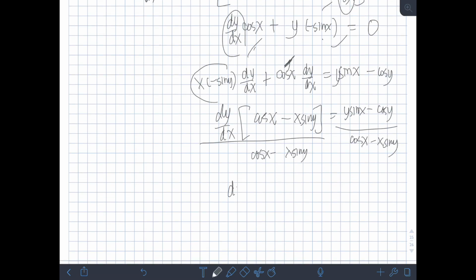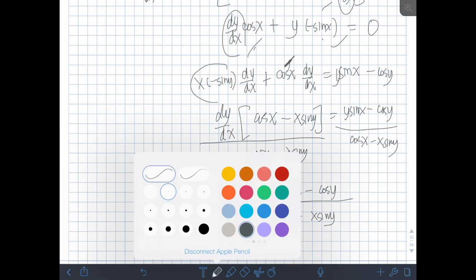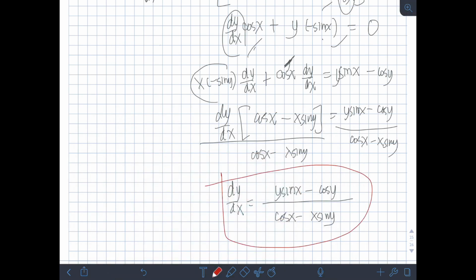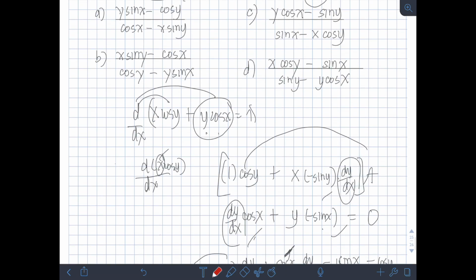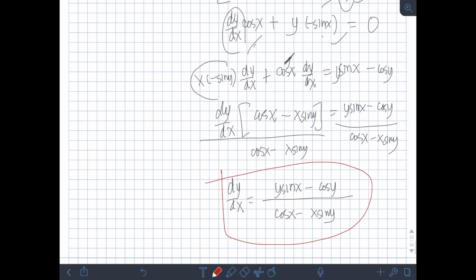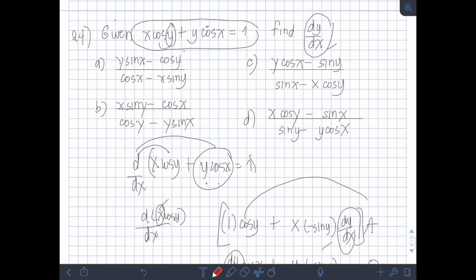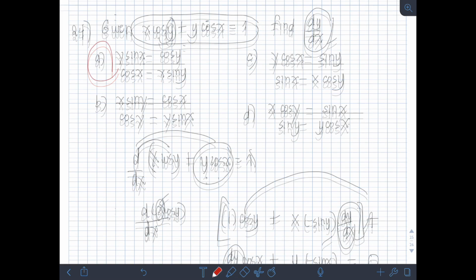So, we have dy over dx now is equal to y sin x minus cos y over cos x minus x sin y. So, check natin kung meron ba sa choices. So, y sin x minus cos y over cos x minus x sin y. So, obviously, letter A. Okay?